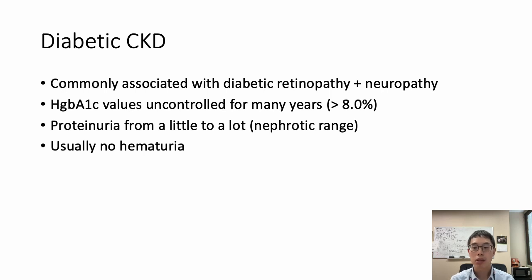Diabetic nephropathy can also result in various degrees of proteinuria, from minimal proteinuria all the way to nephrotic range proteinuria. It is also interestingly unusual for patients to have hematuria in the setting of diabetic nephropathy. So if a patient does have hematuria, or even microscopic hematuria, then it is reasonable to rule out lower urinary tract issues as well.